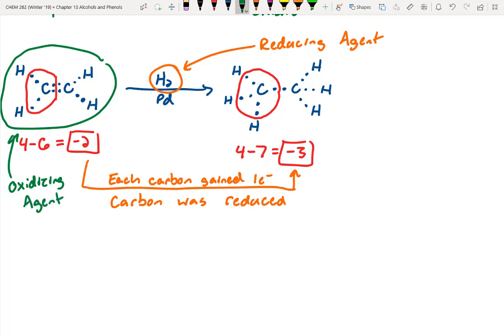All right, so it is a little bit weird. Students often see this reaction and they're like, but carbon's gaining hydrogen. Why is it called a reduction? And you have to take it all the way back to simple redox chemistry. In this case, each carbon's gaining 1 electron, net transfer of 2 electrons, and each carbon's being reduced.